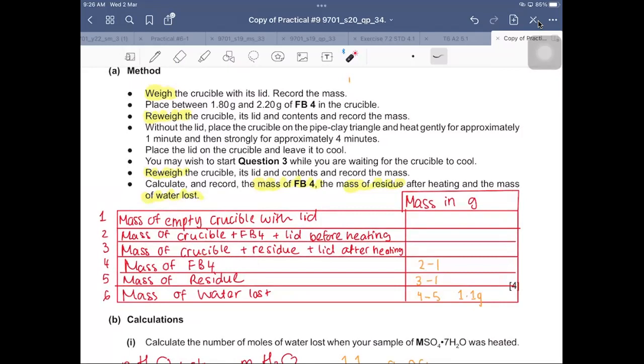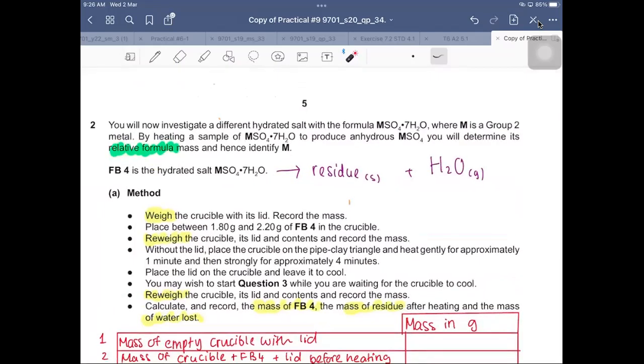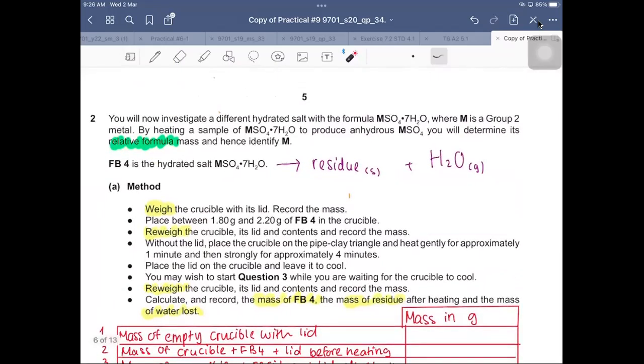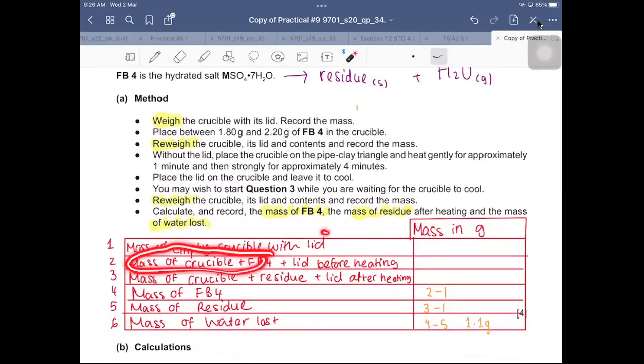The mass of just the crucible, the mass of the crucible plus FeSO4, the mass of crucible plus residue. Residue is the solid that you are left with after heating, okay? We don't call it FeSO4 anymore because it's no longer FeSO4.7H2O. Okay, it is now a different solid, but related to the starting material. To find the mass of FeSO4, you have to take 2 minus 1.